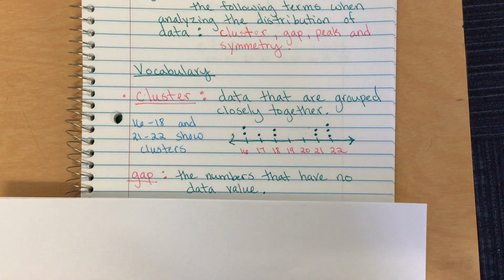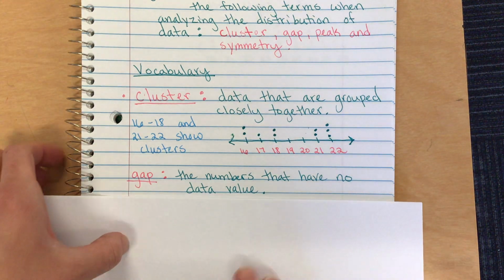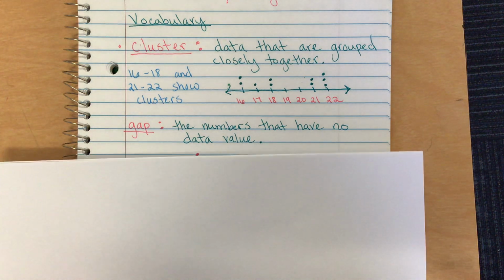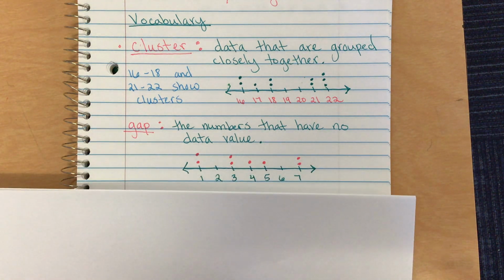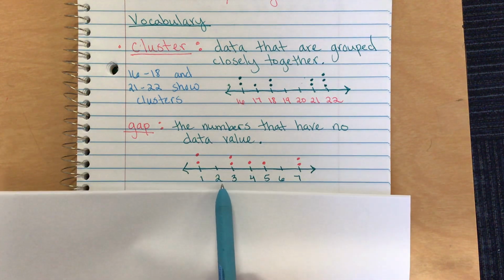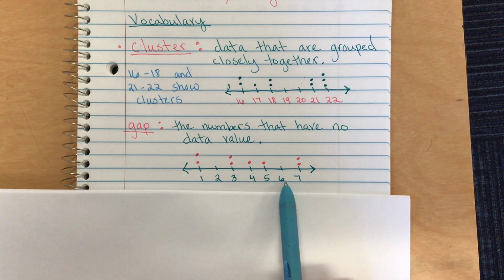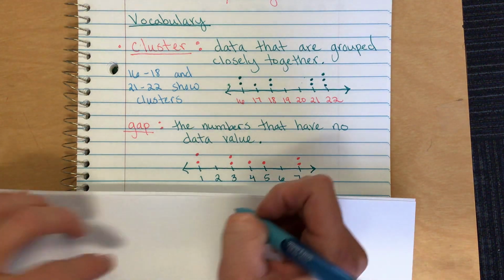Next term is called a gap. A gap is when the numbers have no data value. And we're talking about the numbers on a number line. So for example, I see that I don't have any data above the number 2 on my number line, and I don't have any data above the number 6. So that means that there is a gap at 2 and 6.